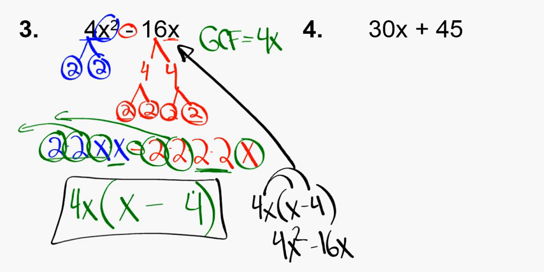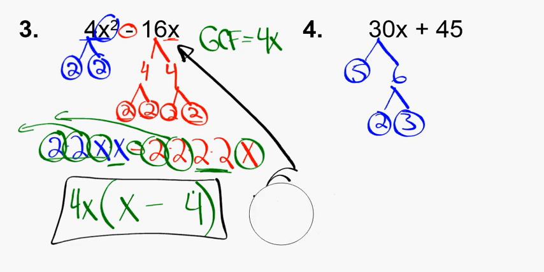Next, we are factoring 30x plus 45. Numbers are going to get a little bit bigger, but your process does not change. 30 is the same as 5 times 6, and 5 is prime while 6 is not. We can factor 6 by 2 and 3.